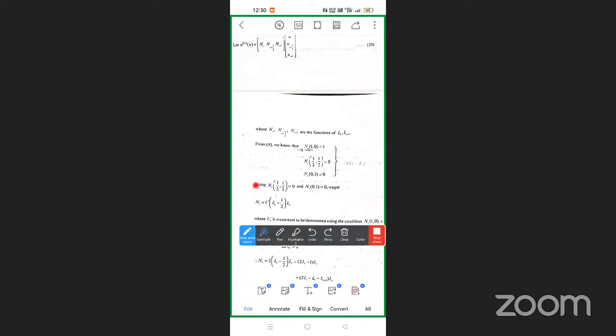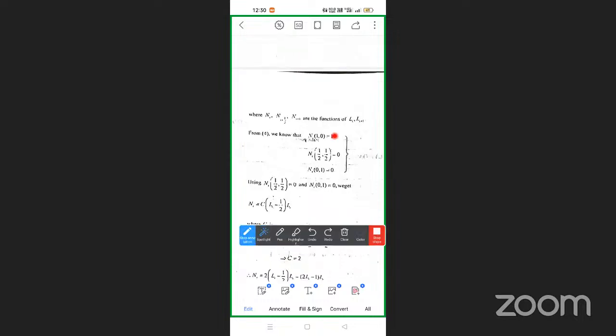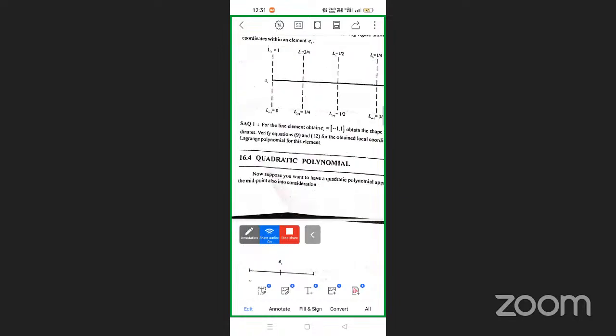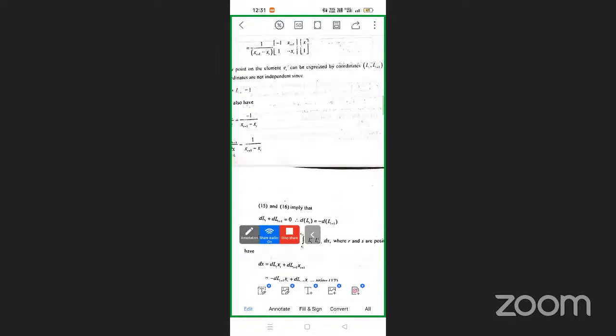So where Ni, Ni plus 1 by 2, Ni plus 1 are the functions of Li, Li plus 1. From equation number 4, N of 1 comma 0 is equals to 1. N of 1 by 2 comma 1 by 2 is equals to 0. Ni of 0 comma 1 is equals to 0. So this is based on equation 4, in line segment.